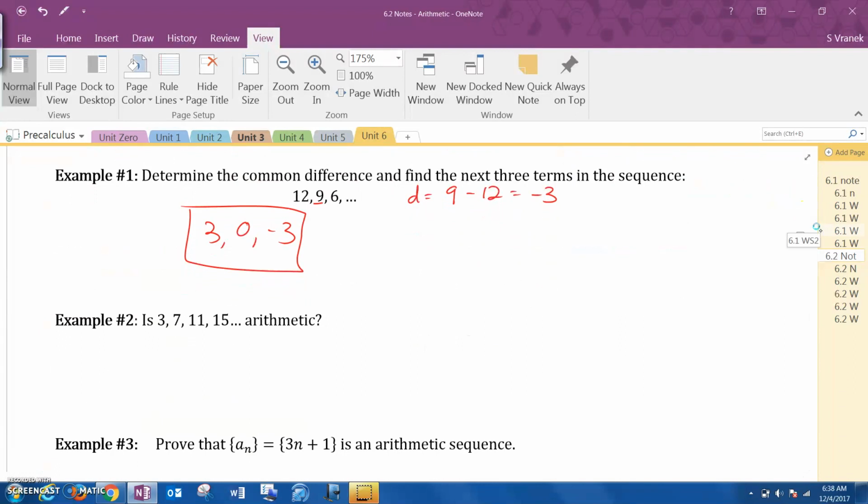Example 2 is 3, 7, 11, 15. Is it arithmetic? Well, let's just double check. To go from 3 to 7, it's plus 4. So the common difference would be 4. 7 to 11 is a plus 4. 11 to 15 is plus 4. So yes, because it has a common difference of 4.